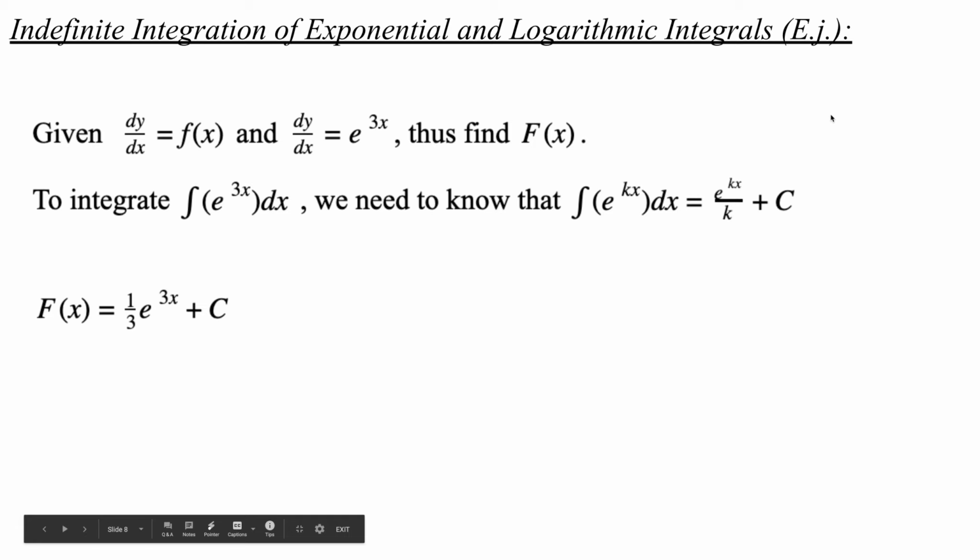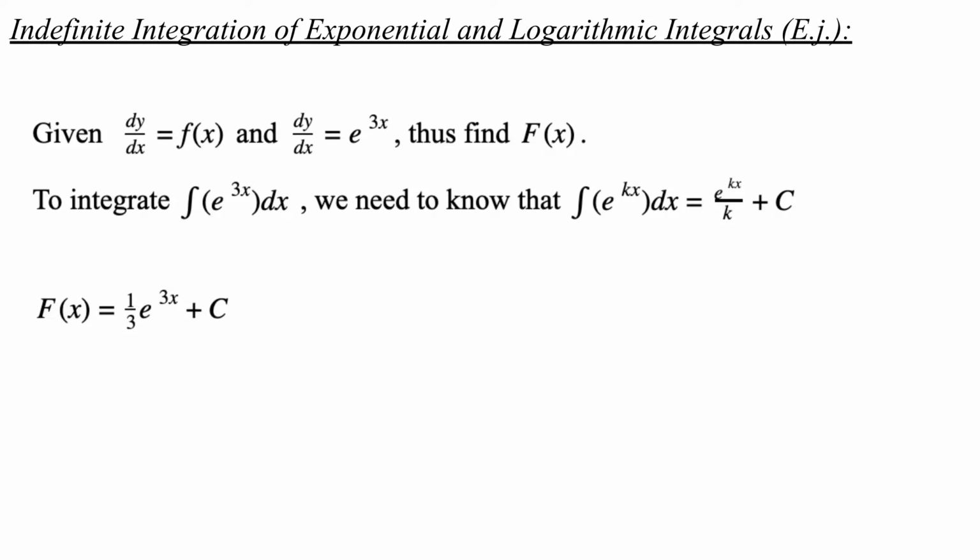We left off in part 1, we explained that if we want to integrate the integral of e to the 3x differential x, we need to know that the integral of e to the kx dx is equal to e to the kx divided by k plus c, where k is a constant. So in the case where we have a function e raised to a constant multiplying x, we need to divide that function by the constant and add a plus or arbitrary constant of integration c.